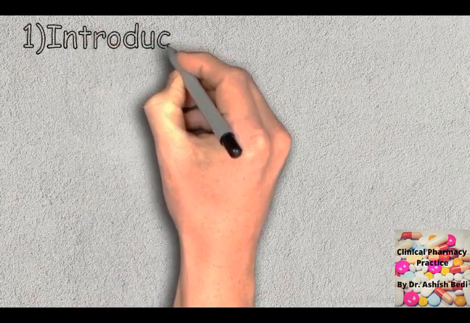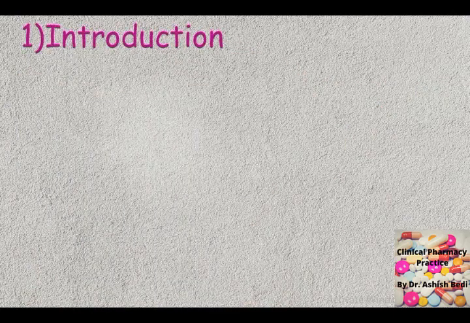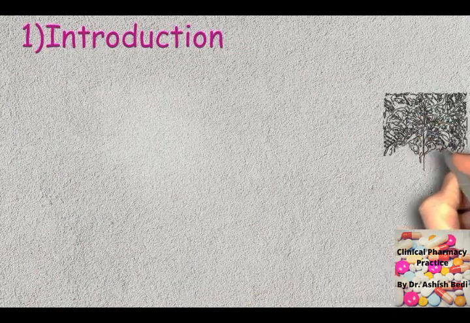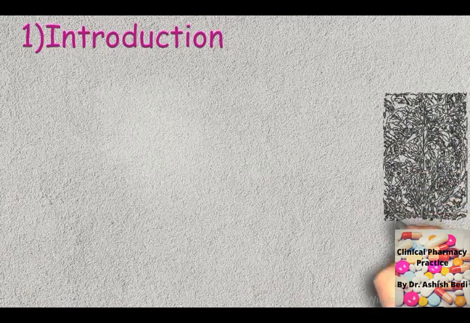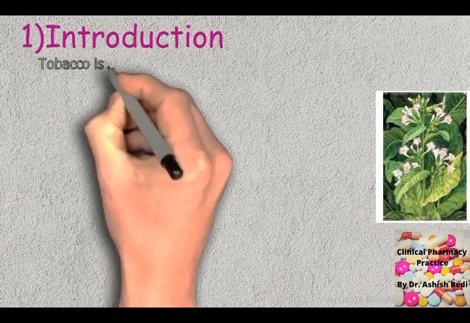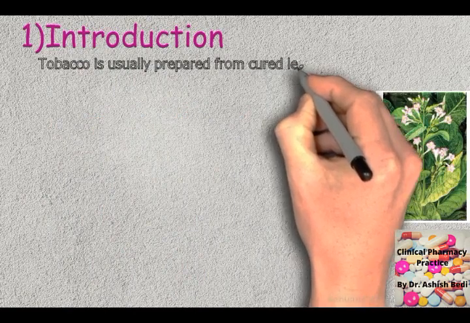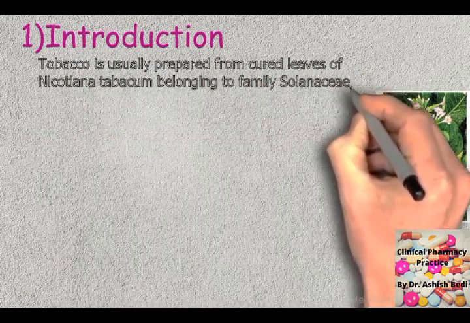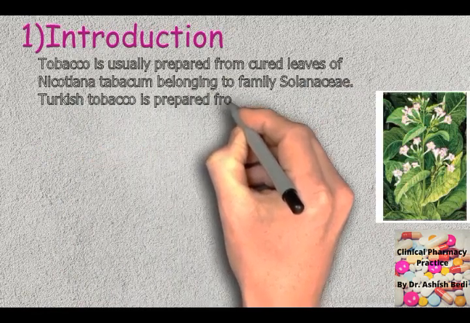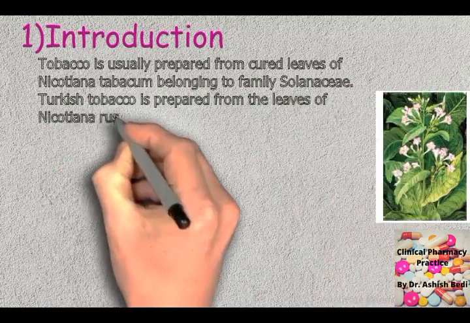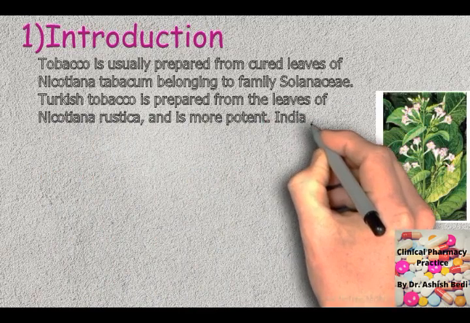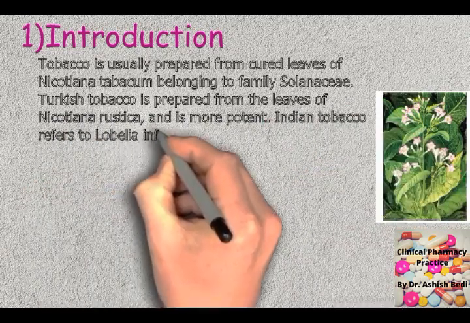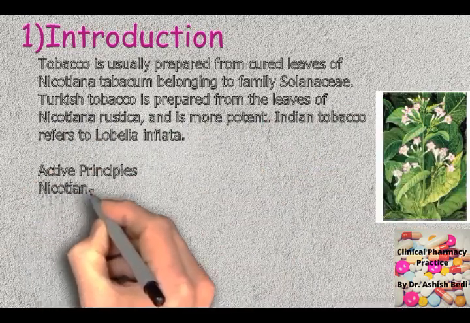We'll start with the introduction. What is actually tobacco and how do we get nicotine from the tobacco leaves? Here is an image of the plant and the flowers. Tobacco is usually prepared from the cured leaves of Nicotiana tabacum, belonging to the family Solanaceae. Turkish tobacco is prepared from the leaf of Nicotiana rustica and another plant, and is a more potent form. Indian tobacco refers to Lobelia inflata.